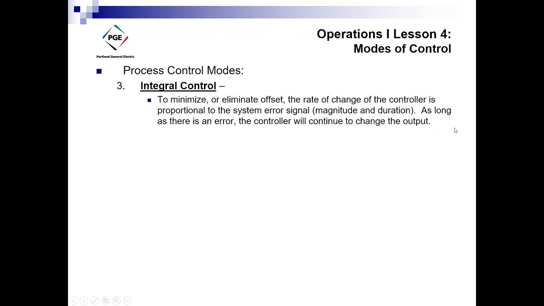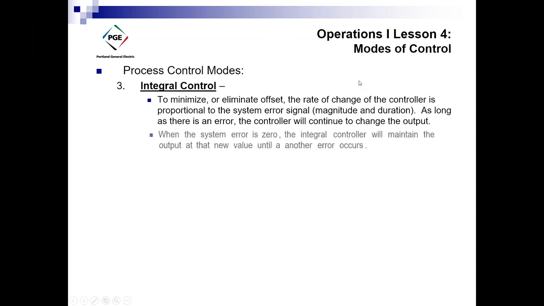And bear with me, I'm doing some technical definitions here, but then we'll show it. So as long as there's an error, the controller will continue to change the output. When the system error is 0, the integral controller will maintain the output at the new value until another error occurs. So that is what we mean by offset. So you may get a change in the output value. It may maintain at a new level or new pressure.